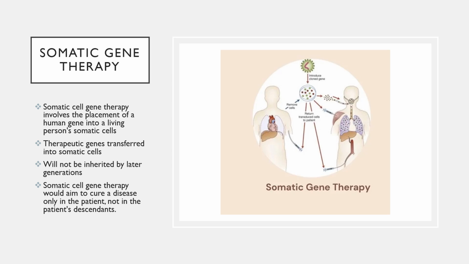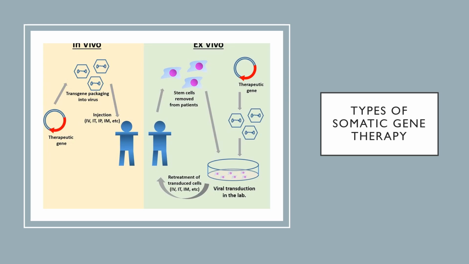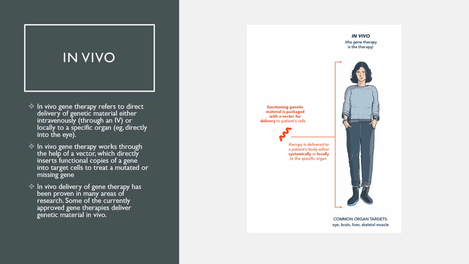Let's proceed to our next topic, the types of somatic gene therapy. There are two types of somatic gene therapy. The first was in vivo and the second is ex vivo. So let's proceed to the first one, in vivo.